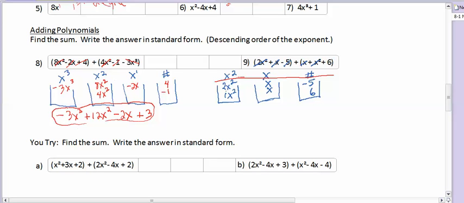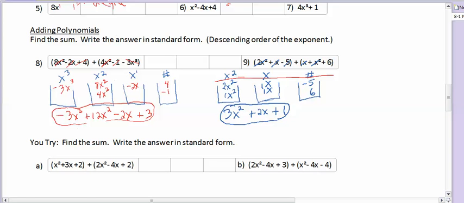Okay, so I have a 2 and a 1, so I have 3x to the second. And then I have 1x plus 1x is 2x. So both these have 1s here. They're invisible, but I'll put them in there. And then I have a positive 6 and a negative 5, so that gives me a positive 1, because 6 minus 5 is 1. Okay, and so then I have it in descending order, 2, 1, none, and I added my polynomials. So that's my answer there.